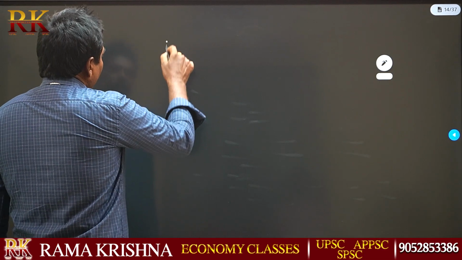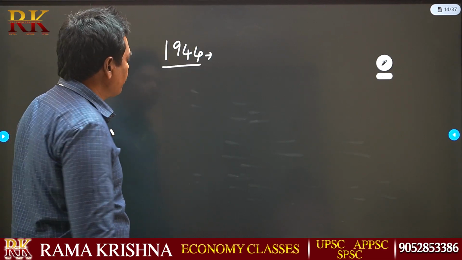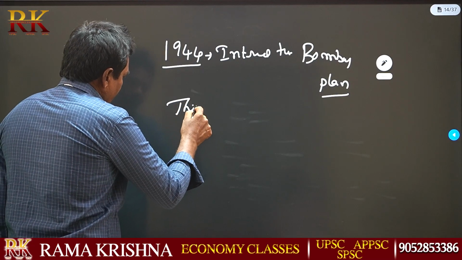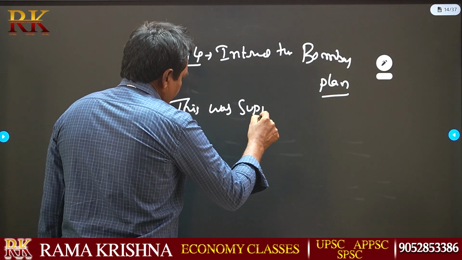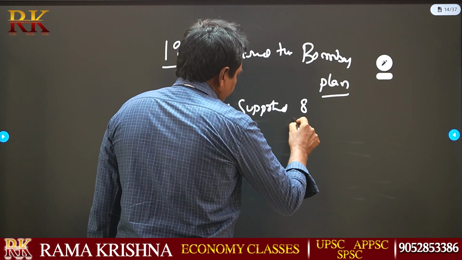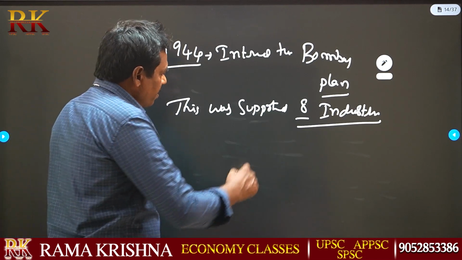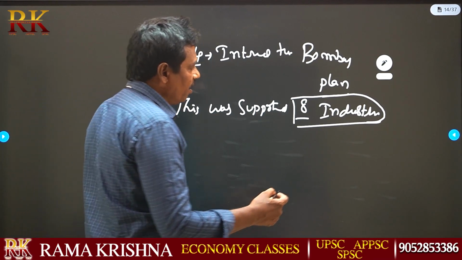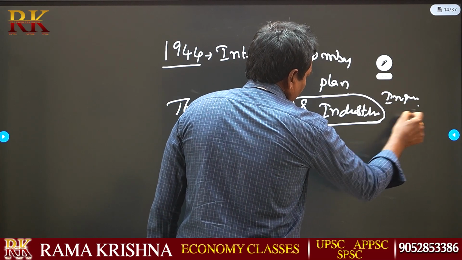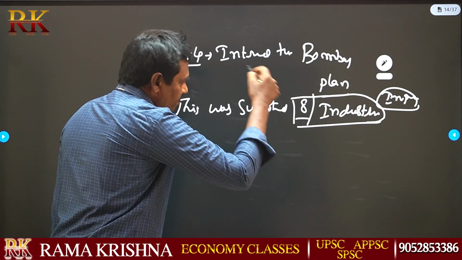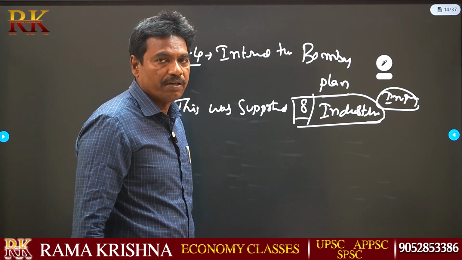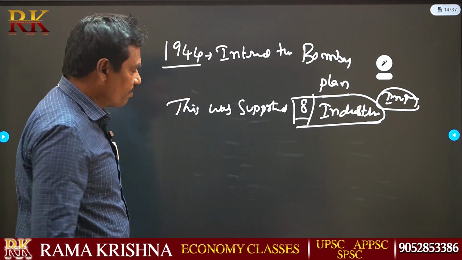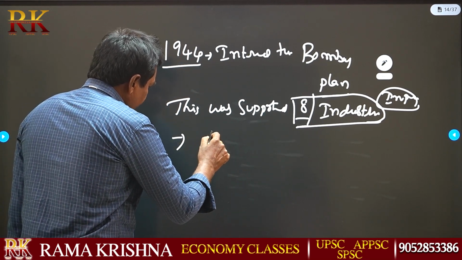Then, in 1944, the Bombay Plan was introduced. This plan was supported by 8 industrialists. They all supported how to introduce the planning system. When the plan is introduced, automatically all systems in India improve. That was their opinion. The 8 industrialists at that time included Tata and Birla, and other persons too. The committee chairman was S.D. Dalal.